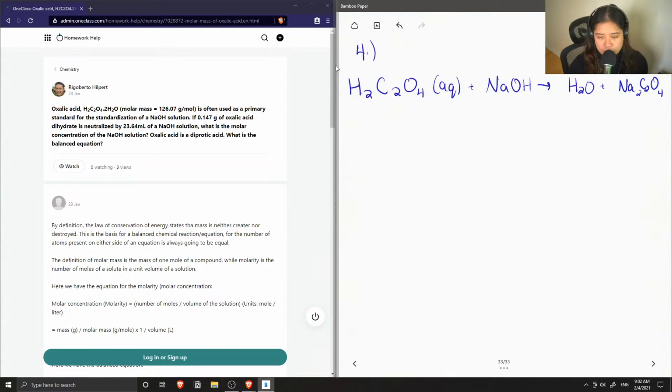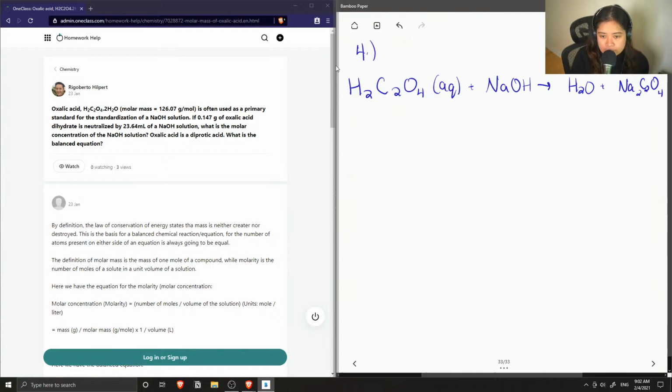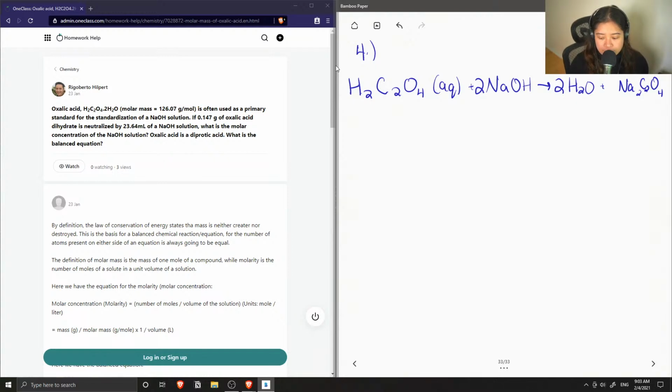And now we have to balance this equation. So we have 2 sodiums on our product side and only 1 sodium on our reactant side. So we put a coefficient of 2 in front of sodium hydroxide. And now we have 4 hydrogens on our reactant side and only 2 on our product side. So we put another 2 in front of the water. Okay, so now everything should be balanced.